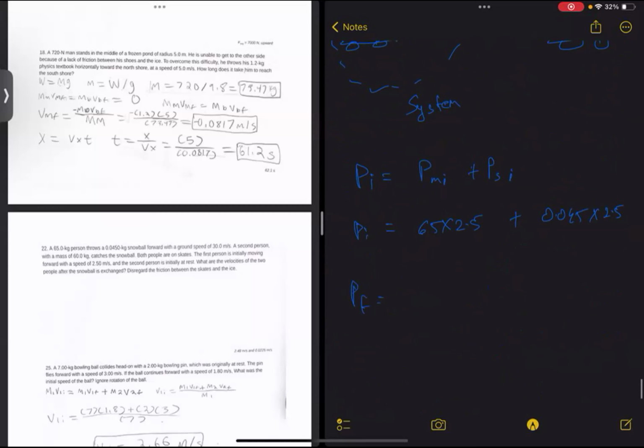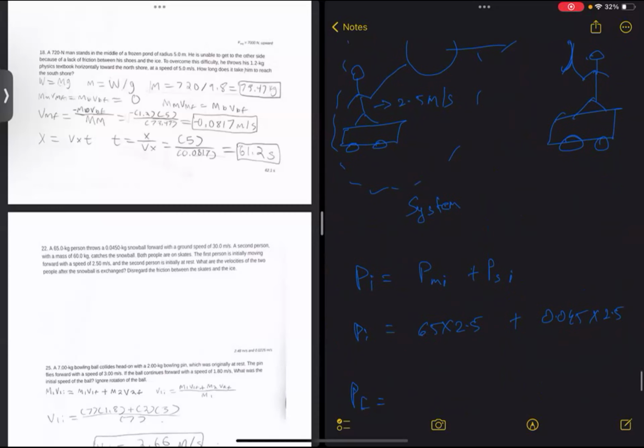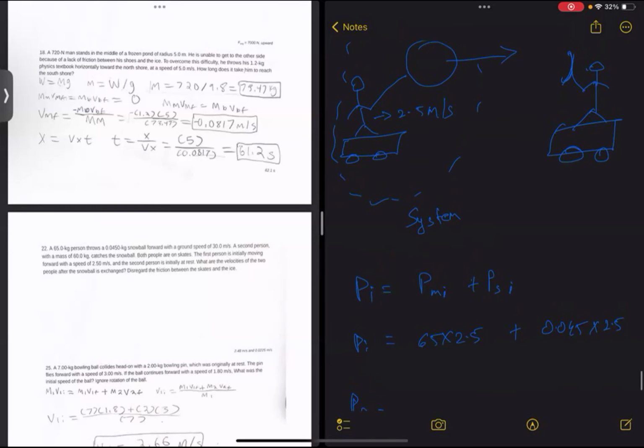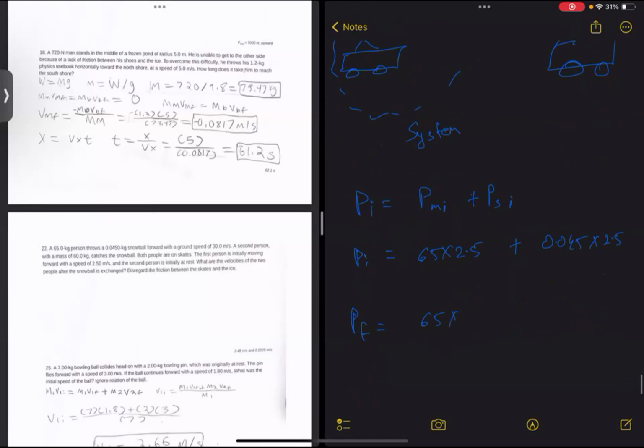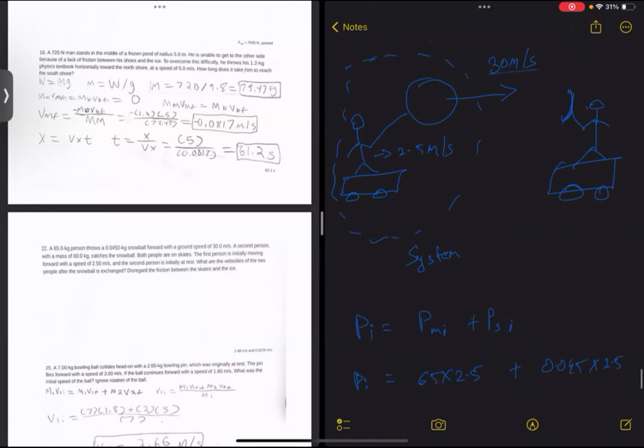And what is the final momentum of the system? In the final situation, the 65 kg man is moving with a speed of what? We don't know the final speed of the man. That is v. And what is the final speed of the snowball? Is that zero? Check that.